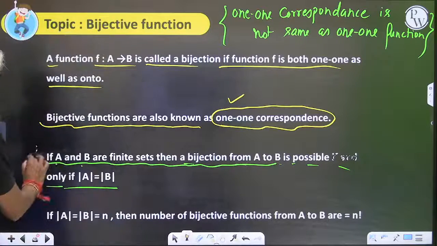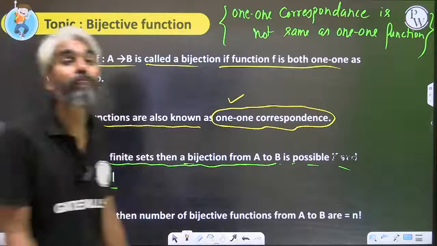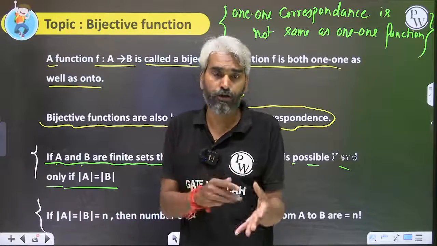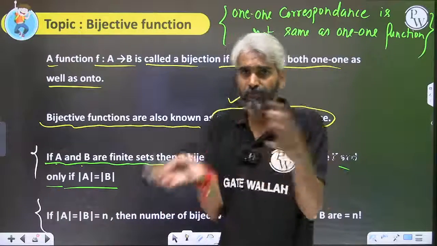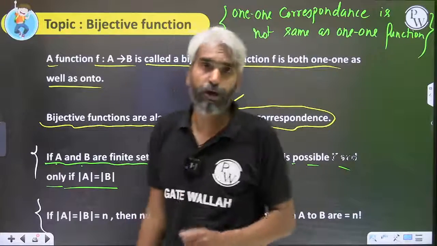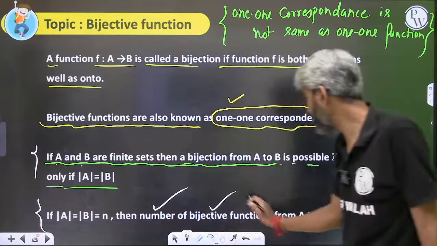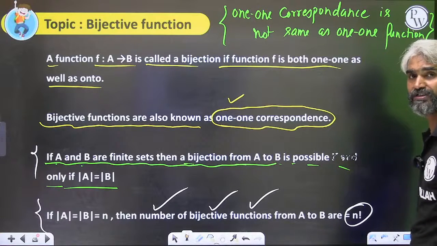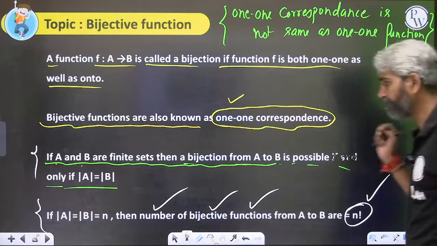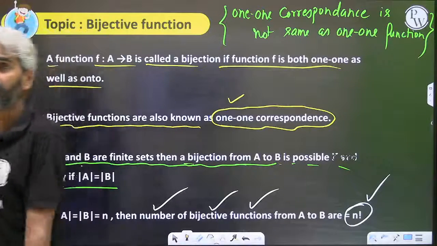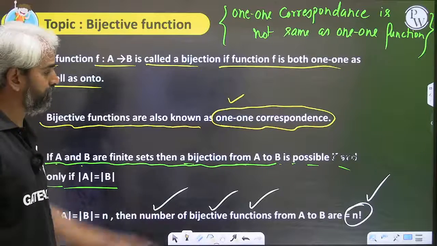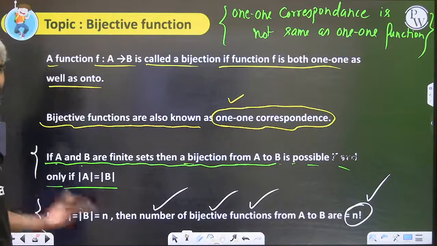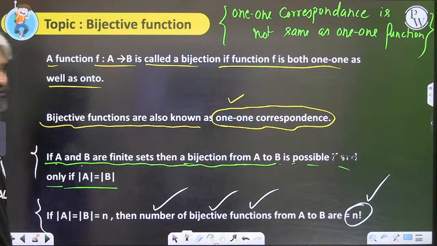Now, if mod A equals mod B, then how many bijections will be possible? The number of bijections will be the same as the number of functions which are one-one and onto. Every one-one function will be onto, and every onto function will be one-one. Therefore, if mod A equals mod B, the number of bijections from A to B will be exactly the same as the number of one-one and onto functions from A to B, that is n factorial.